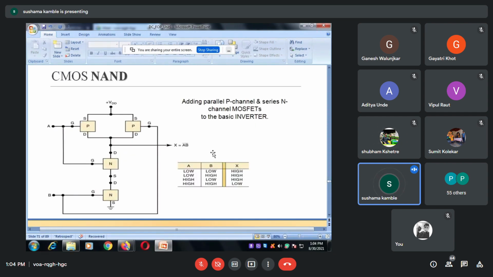Now for the CMOS NAND gate, see the structure. Once you got the NAND, you can easily analyze the NOR circuit. Okay. See the construction of this NAND gate. These two PMOS are connected in parallel, and these two NMOS are connected in series. Okay. This is about the structure of the circuit, the arrangement of the circuit.